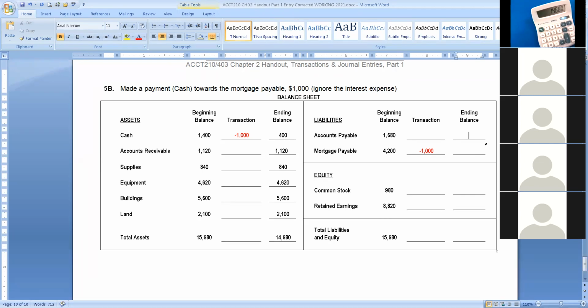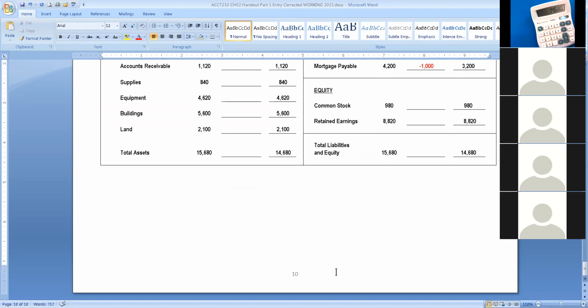And over here. Now we no longer owe 4,200, we owe 3,200. I don't know whoever this owes that. $680. Okay.